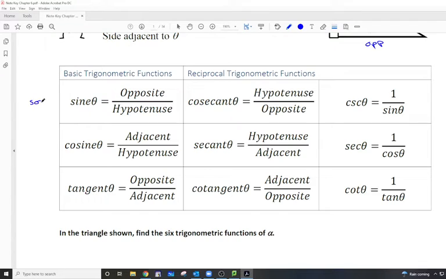We call this SOH, CAH, and TOA as a little bit of a short form. What it means is that the sine of any angle is equal to a ratio of the opposite side across from the hypotenuse. The cosine of any angle is the ratio of the adjacent side to the hypotenuse. And the tangent of any angle is equal to the opposite side across from the adjacent side.